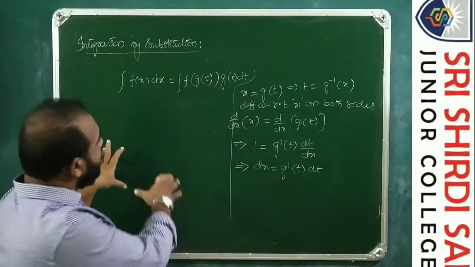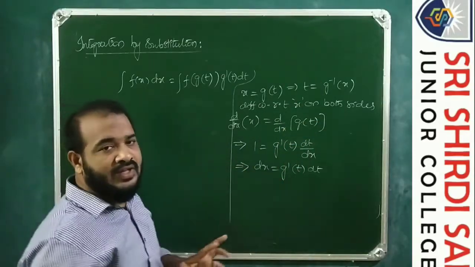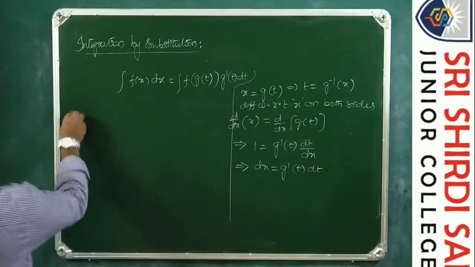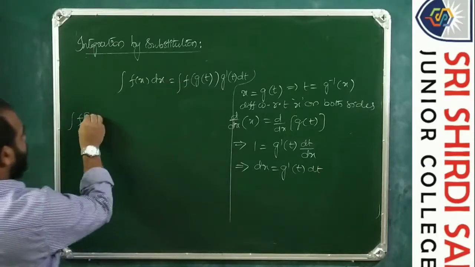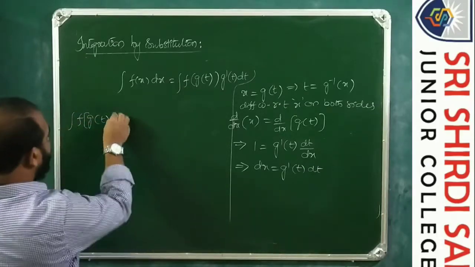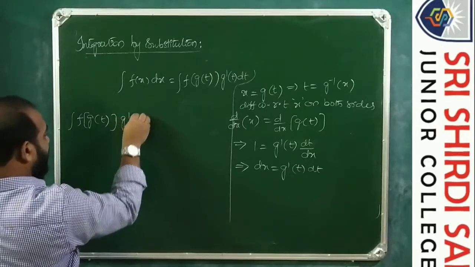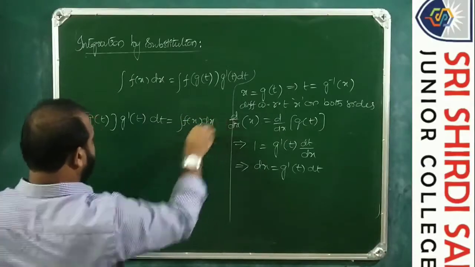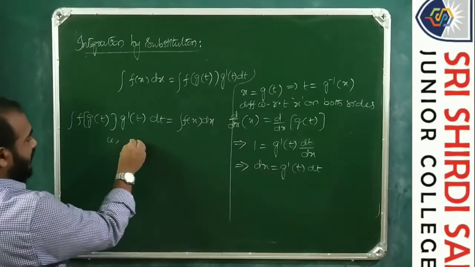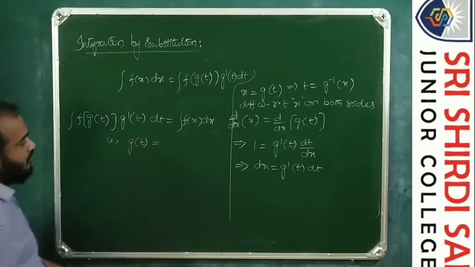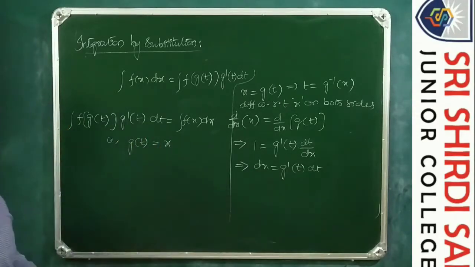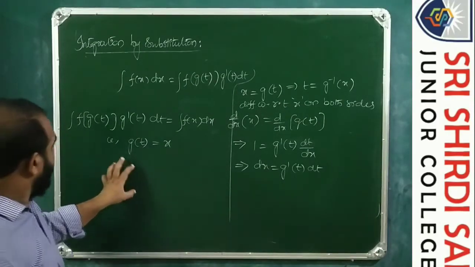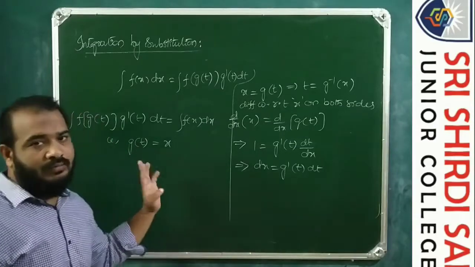So this is the actual procedure, but in practice we do the reversed process, that is, integral f of g of t into g dash t dt is equal to integral f of x dx, that is, g of t is to be substituted for x. So this is what the substitution method is all about.